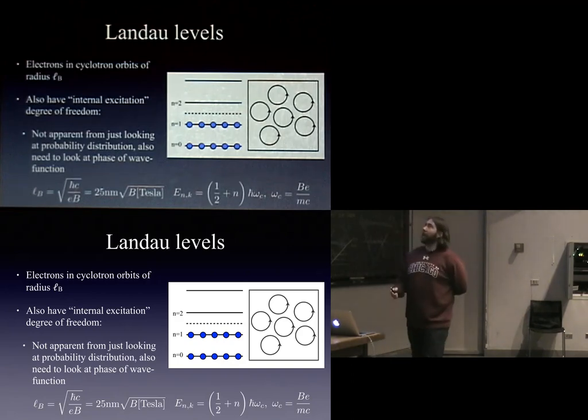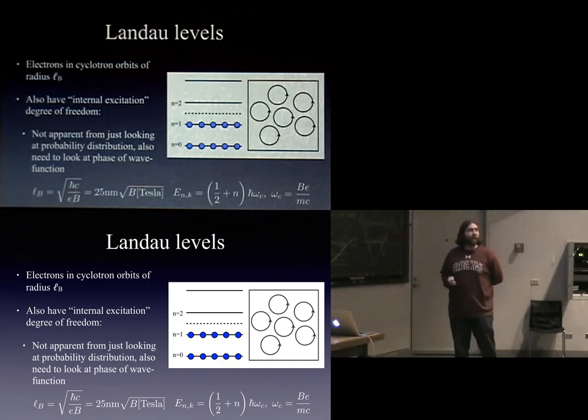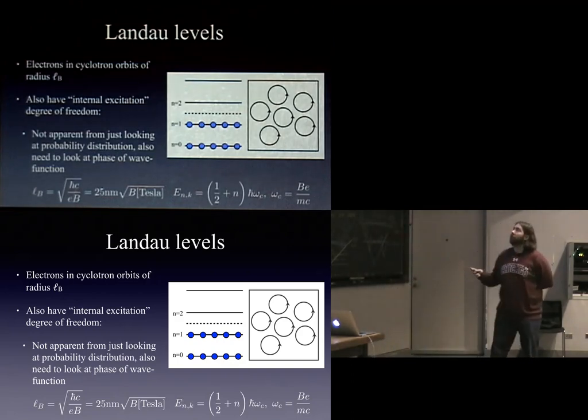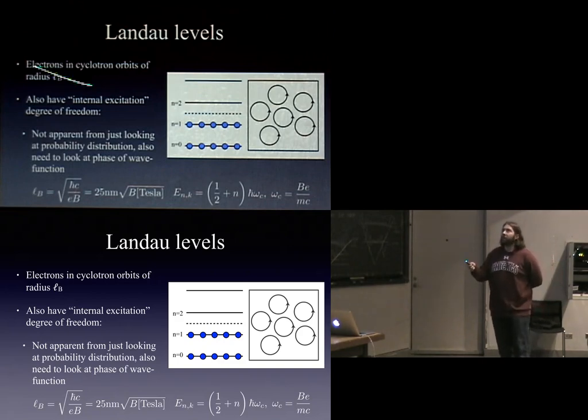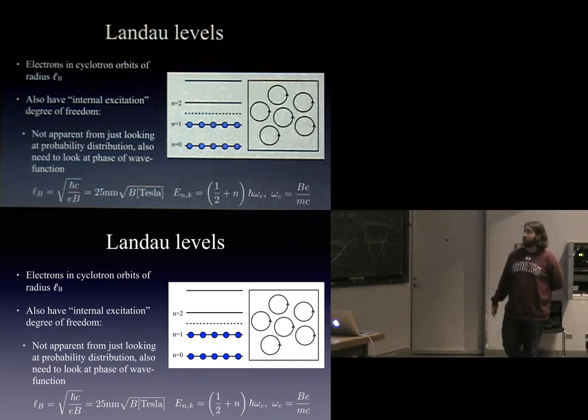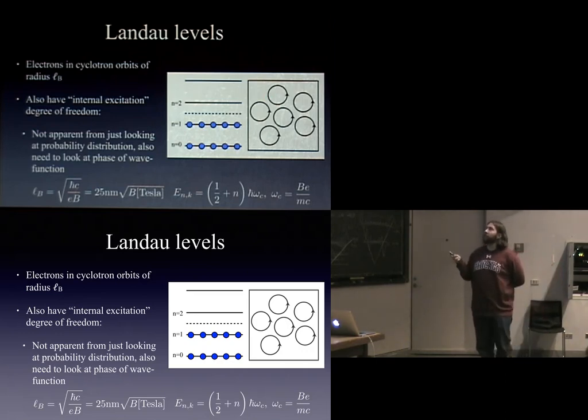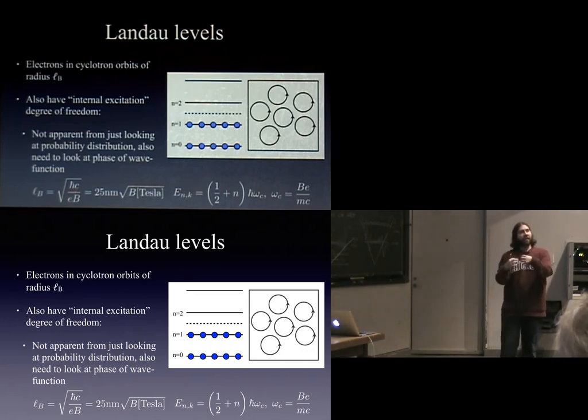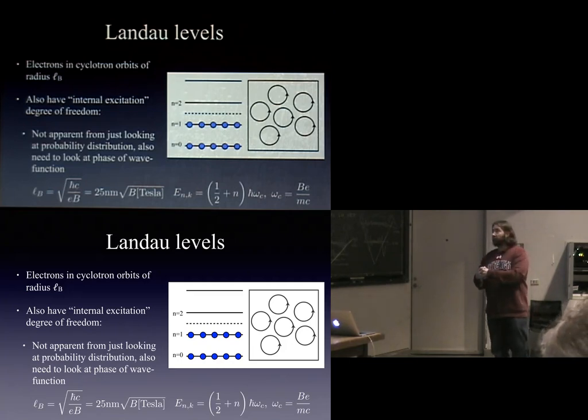So what's actually happening is that quantum mechanically, the electrons are moving in cyclotron orbits whose radius is basically one magnetic length. But they're not just semi-classical movements in these orbits. There's a kind of hidden internal excitation degree of freedom that you can't see if you just look at the probability distribution of the wave function.